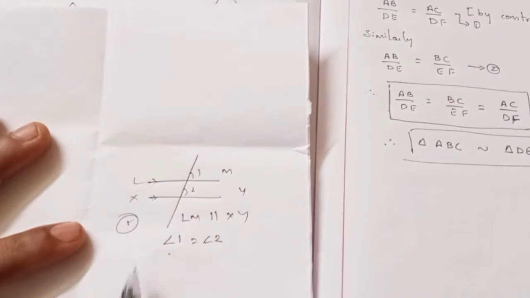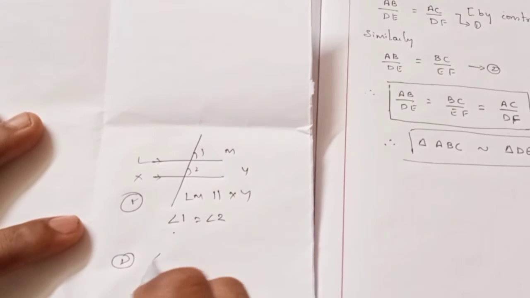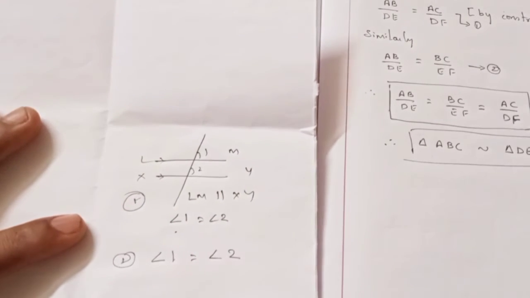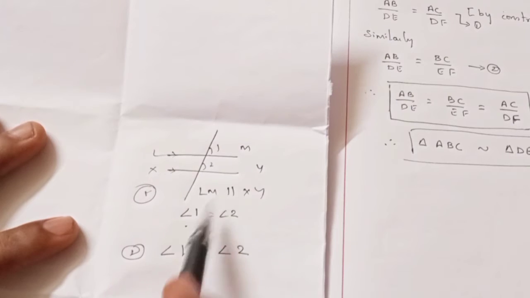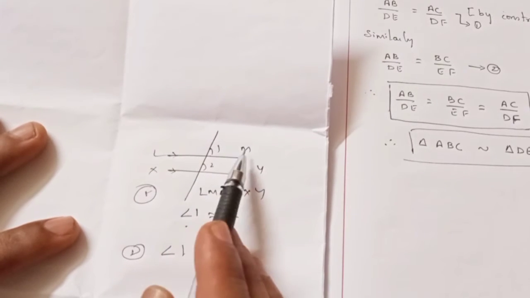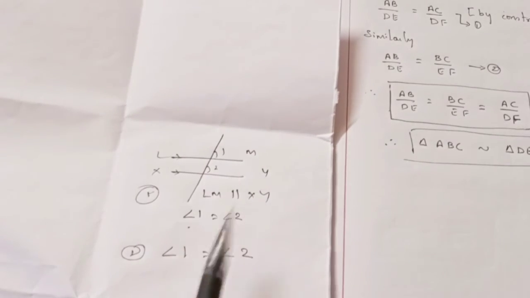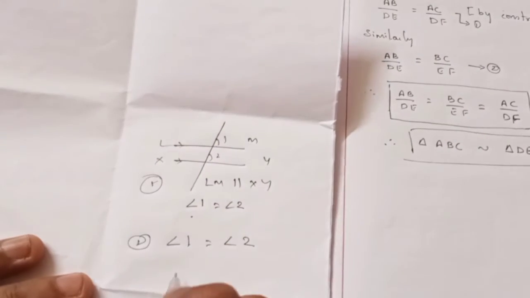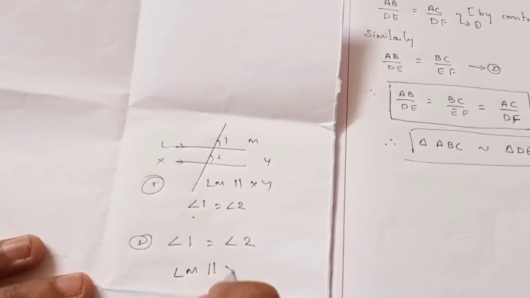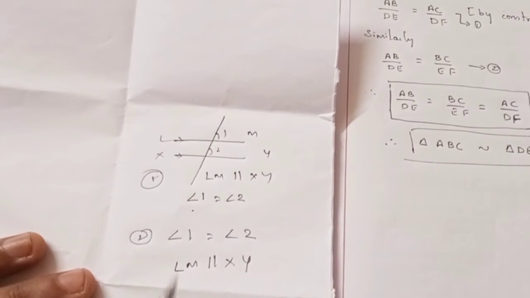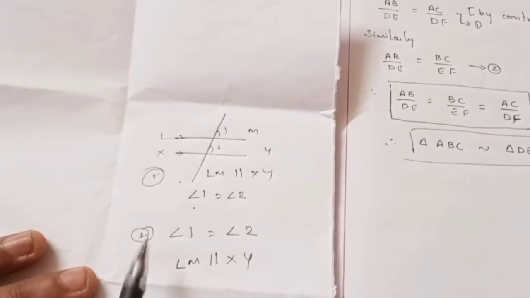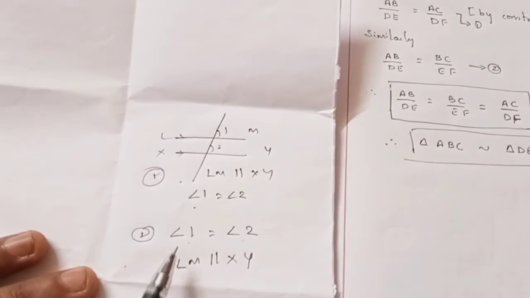This is one condition. The second condition is this: if angle 1 is equal to angle 2, angle 1 lying on one line and angle 2 lying on another line, if these two angles are equal to one another on the same side of the transversal, then these two lines, LM will be parallel to XY. So we cannot consider the first case, we can consider the second case where the angles are equal. Therefore, we can consider these two lines are parallel to one another.